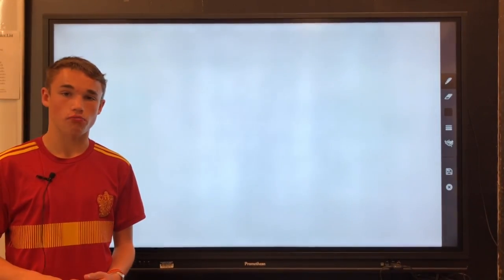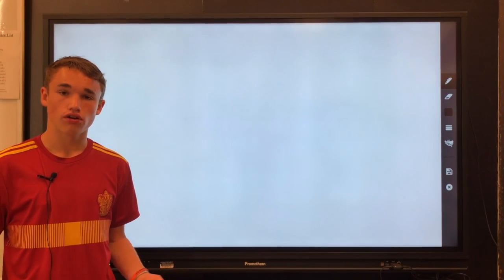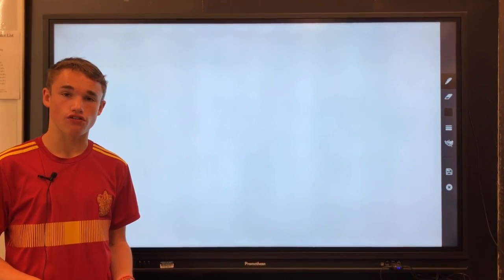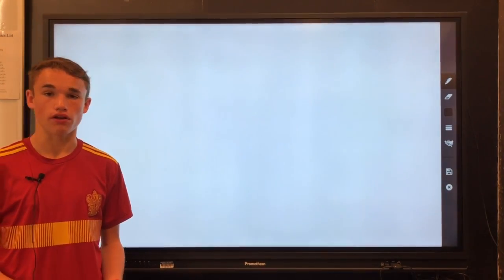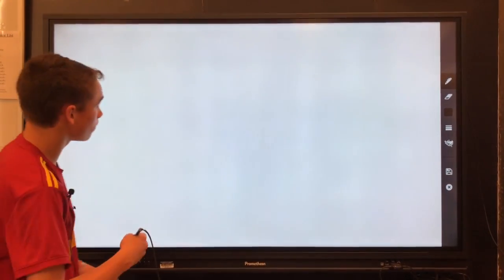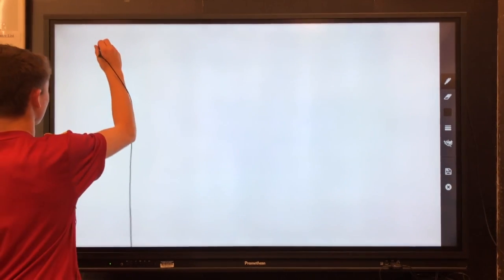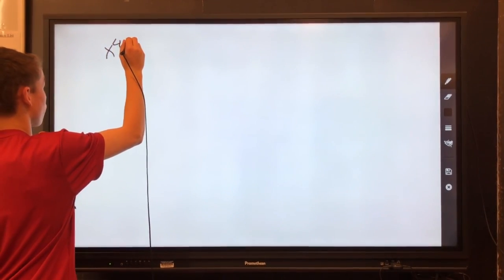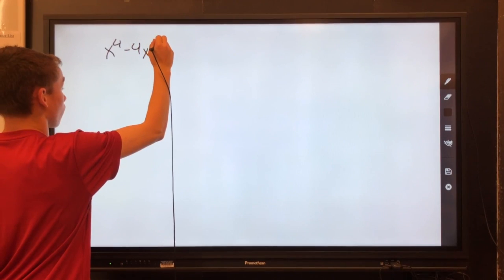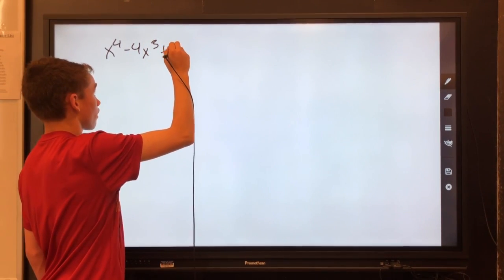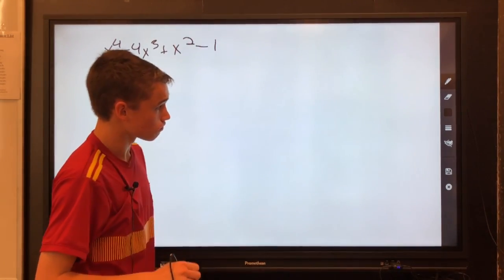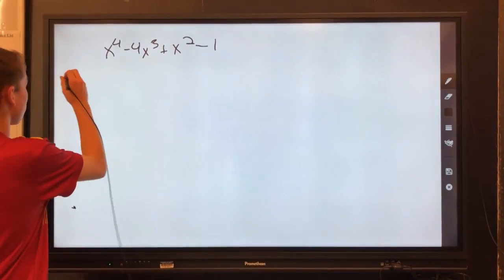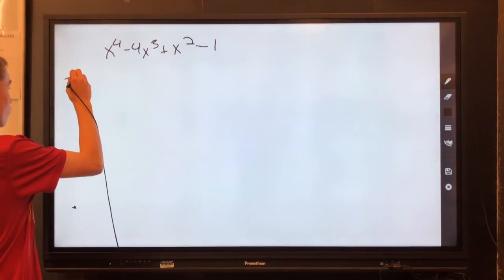Okay, so now that you most likely understand Taylor expansion, if you don't, just go back and watch those past videos again. But we're going to move on here to finding the tangent line of a polynomial at a certain point. So let's take the polynomial x to the fourth power minus 4x to the third power plus x squared minus 1. Okay, and we're going to find it at x is equal to negative 1.